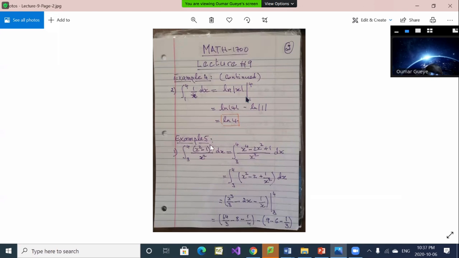And you guys can see this function looks complicated. We don't know exactly the antiderivative. That's why we will try to simplify it first. And to do so, we're going to expand the numerator and we'll get x to the power 4 minus 2x squared plus 1. So the denominator is still equal to x squared. And we can simplify. So x to the power 4 over x squared is going to be x squared. This x squared and this one cancel out, we'll get negative 2. And the last term becomes 1 over x squared.